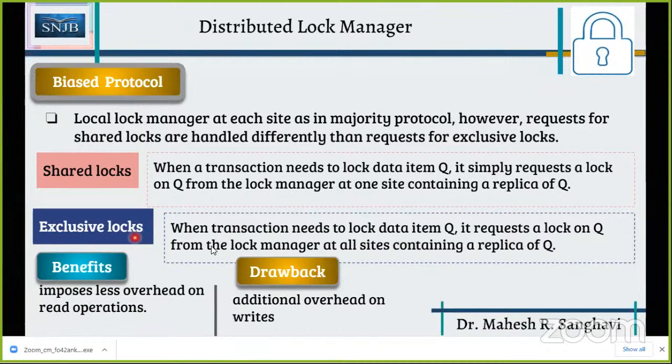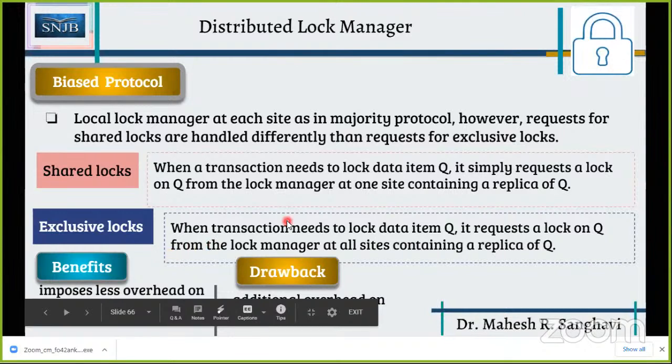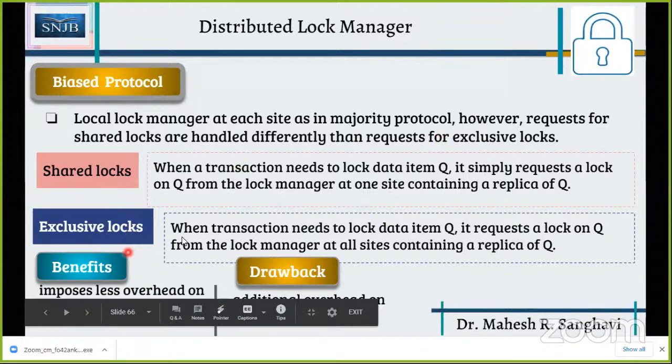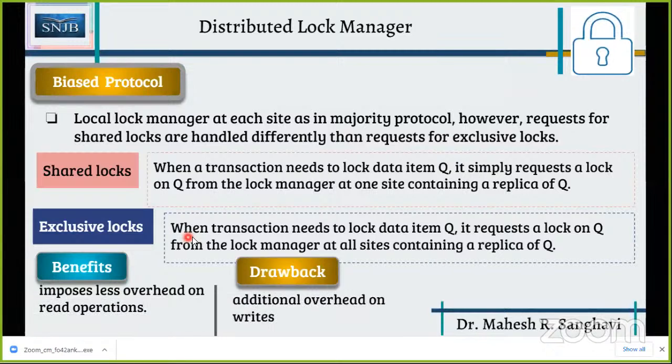exclusive lock mode. Now, the benefit of this particular scheme is that it imposes less overhead on your data item. And the severe drawback of this scheme is that we need additional overhead on write operations. Managing shared lock is very simple, but managing exclusive lock has somewhat more overhead. Why will there be overheads? Because we need to lock each and every copy available, means each and every replica of that data item may be available at different sites. So that particular headache will be there in case of this scheme.